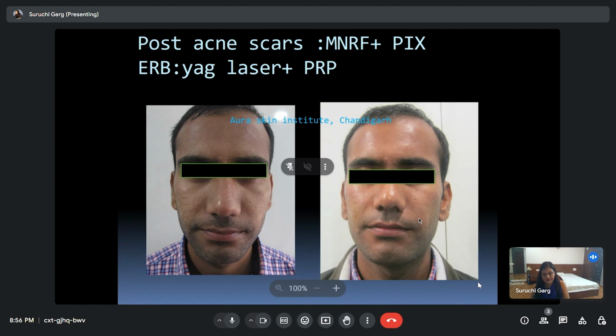I'm sharing a few of my cases with you. Here you can see a case of post-acne scars, and we've done a cocktail treatment of microneedling radiofrequency with pixel erbium YAG laser and PRP therapy. We've done 3 sessions of this cocktail, all 3 combined together every time. Here you can see a good improvement in the skin texture, overall reflection, and reduction in the post-acne scars.